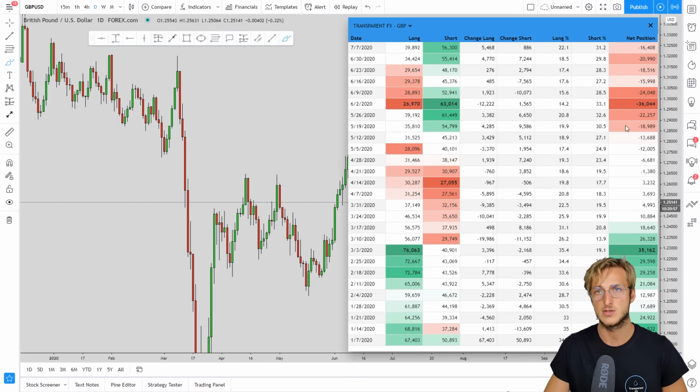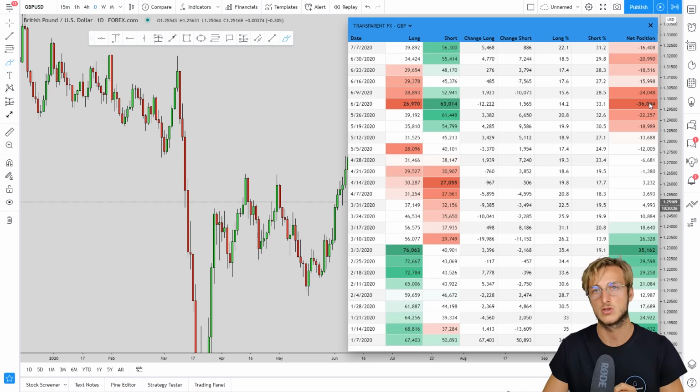Now, if we check the COT data, we can see that we went from 35K net positions all the way down to minus 36K net positions. So we went from having way more longs than shorts from an institutional perspective with 76K longs and 40K shorts to a situation where we have way more shorts than longs with 63K shorts and 26K longs. So from having way more longs than shorts to having more shorts than longs.